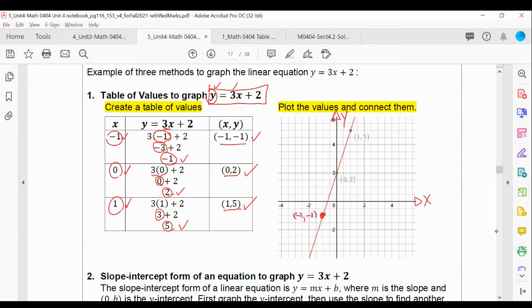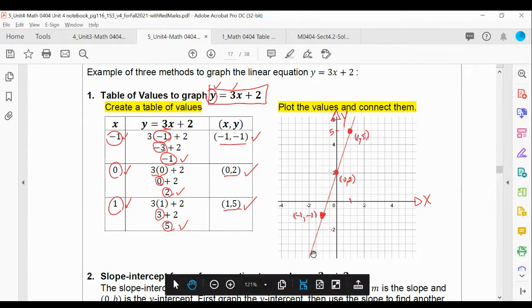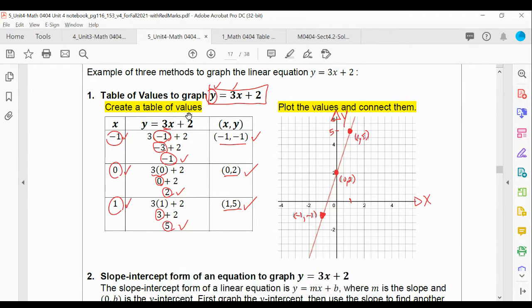The next one is 0, 2. So 0, 2 is graphed right here, the green dot. The next one is 1, 5. So that's 2, 3, 4, 5. The 5 is here. So that's 1, 5. Label the ordered pair. Plot those 3 dots first and then connect them with a solid straight line. It should go through all 3 points if we did this correctly. So that's the way to graph an equation using a table of values.